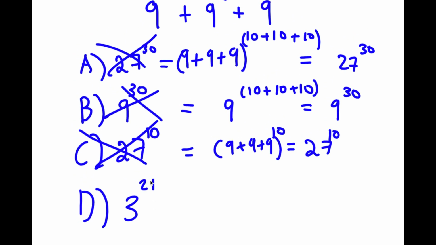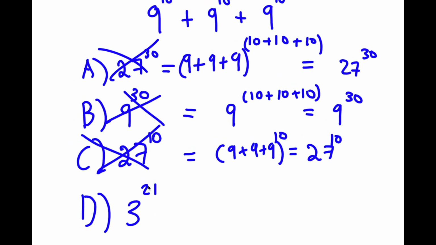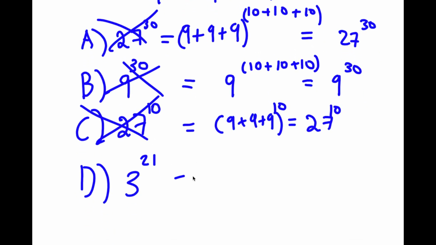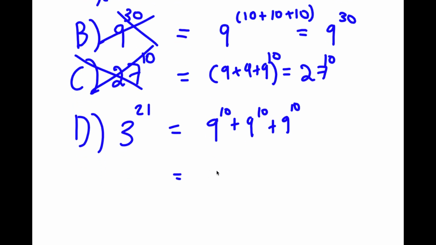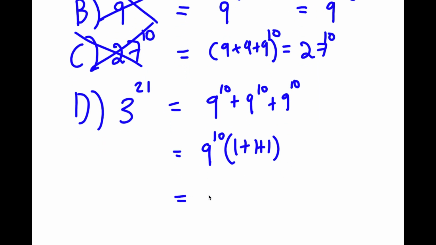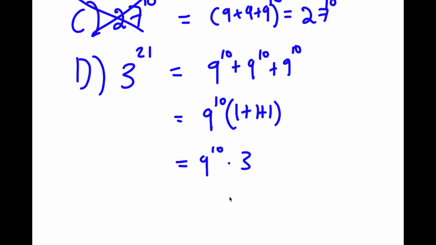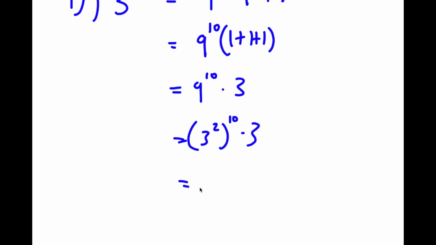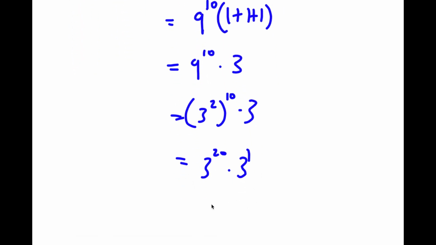Finally, we have 3 to the power of 21, and by process of elimination, this is obviously the right answer, but let's see how we actually get this. So, we first do 9 to the power of 10 plus 9 to the power of 10 plus 9 to the power of 10. Now if I factor out 9 to the power of 10, I get 9 to the power of 10 times 1 plus 1 plus 1, which is equal to 9 to the power of 10 times 3. 9 to the power of 10, that's the same thing as 3 squared to the power of 10 times 3, which is equal to 3 to the power of 20 times 3 to the power of 1, which is equal to 3 to the power of 21. So that is our answer.